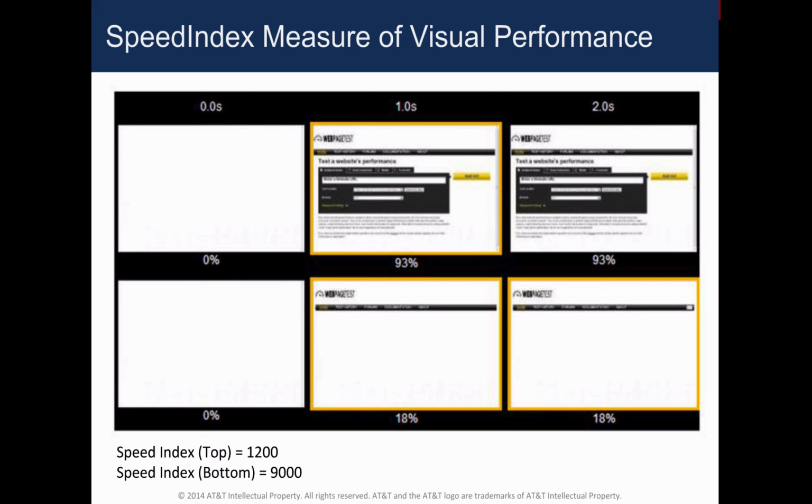Here, it painted really fast, and so we have a Speed Index of 1200, meaning that on first view and repeat views, most of the screen is painted at 1.2 seconds. This one took a lot longer, about 9 seconds for all the meat of the page, the part that you interact with, to actually load onto the screen. But the other thing is, if you go to webpagetest.org and go to the documentation, there's a pretty in-depth description of the way Speed Index is calculated.